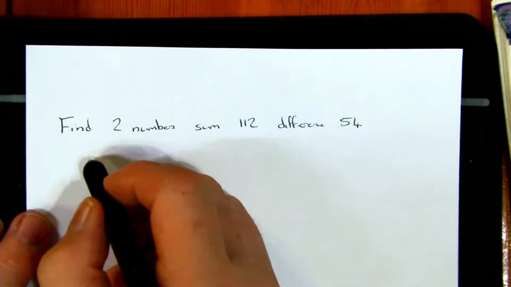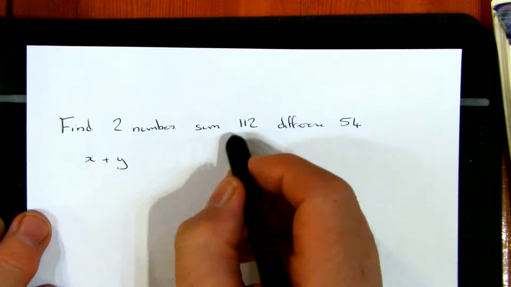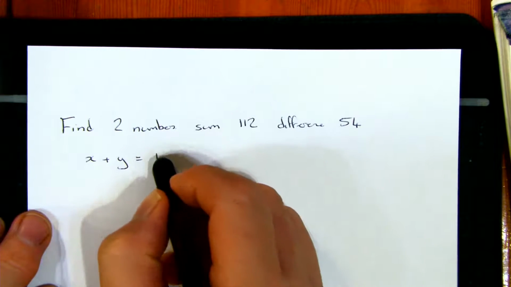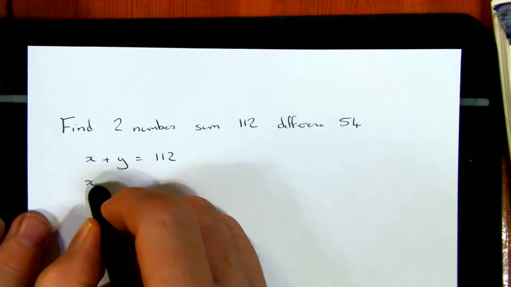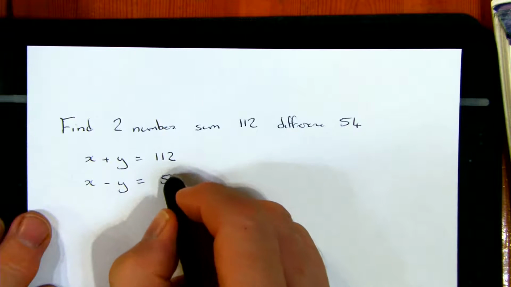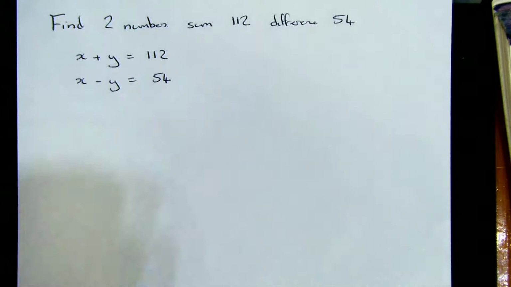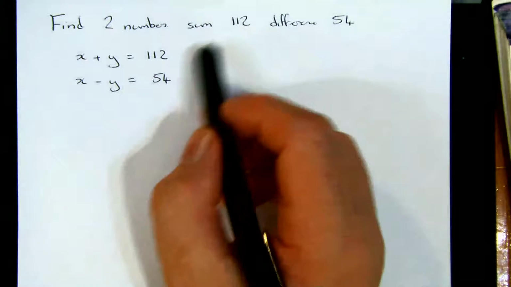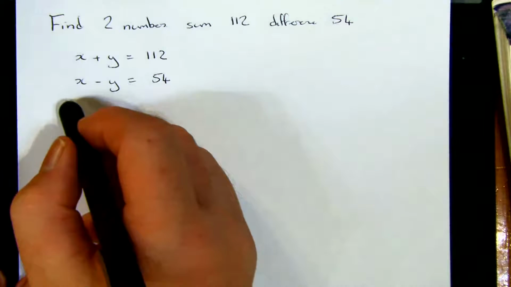Okay, so I've got two numbers, x plus y is going to give me 112, and x minus y is going to give me 54. Ah, it's a simultaneous equation. And now I can try and find a way of solving that.